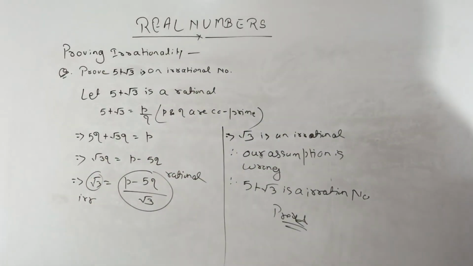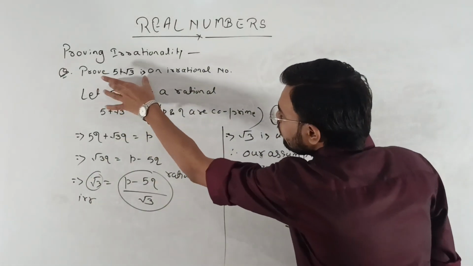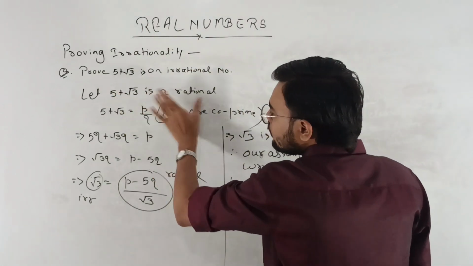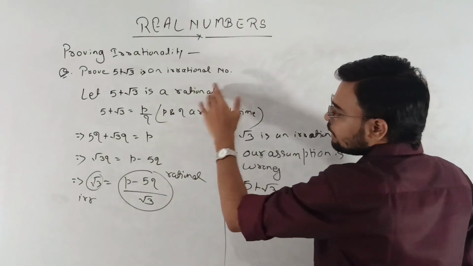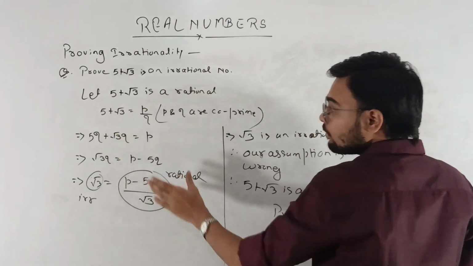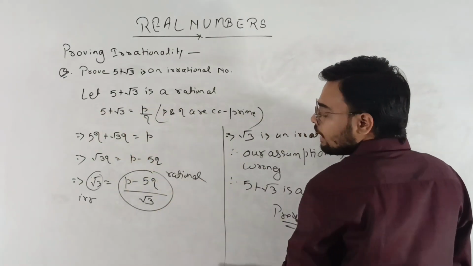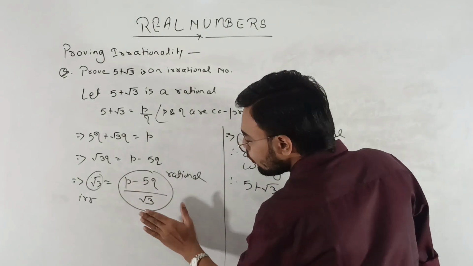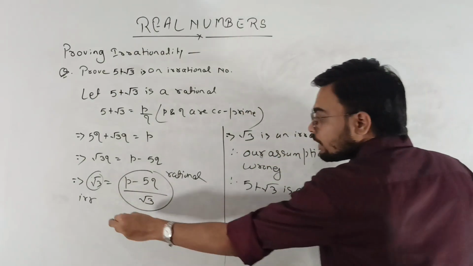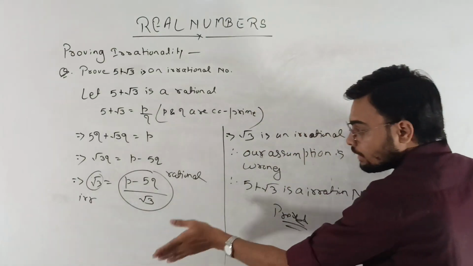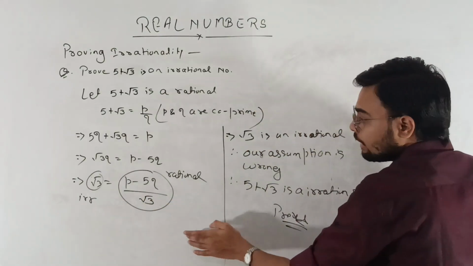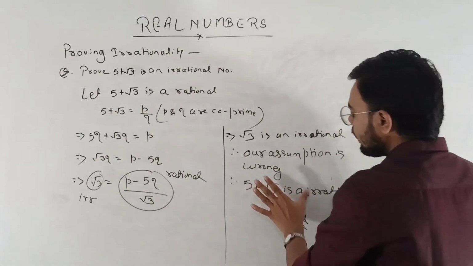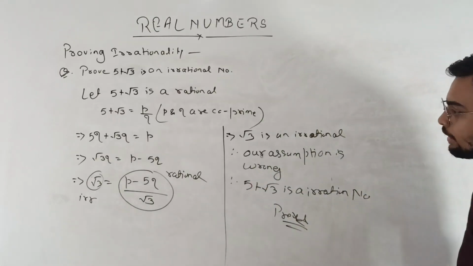Let's see it again. We have the question: prove 5 plus root 3 is an irrational number. So first step, we let 5 plus root 3 be rational. Then if it is rational, I write 5 plus root 3 in the form of p by q. After solving this equation, we get root 3 equals (p minus 5q) upon q. Now look, root 3 is irrational, and this one is rational. This cannot be possible. Irrational cannot equal rational. That's why our assumption is wrong, and 5 plus root 3 is an irrational number.